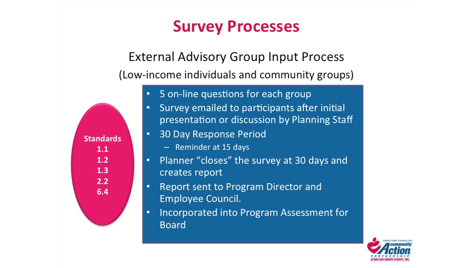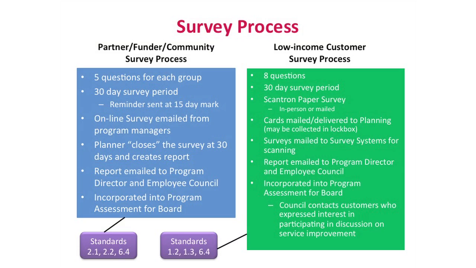As you can see, this external advisory group process meets standards 1.1, 1.2, 1.3, 2.2, and 6.4. So there's 2 additional surveys that need to also be done. One, obviously, is our low-income customer survey process, and the other is our partner funder community survey process. Again, remember, our customers are not only our low-income consumers, they are our employees, they are our funders, partners, community members. So the low-income customer survey process, as you can see here on the right, is a little bit different.